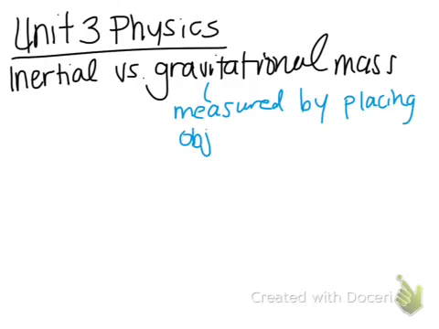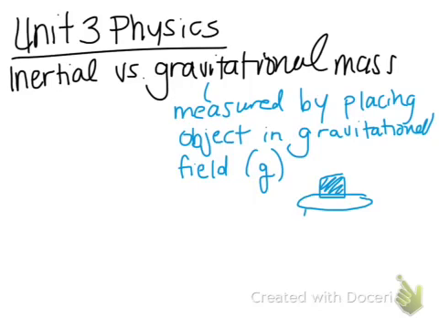what we get when we measure an object by placing it in a gravitational field. So that could be like putting a block on a scale and it reads that force that's being caused by gravity and it gives you a mass. So let's say the mass of this little block is 1.4 grams. Okay? So it's using some sort of scale that's oriented towards the center of the Earth using g as the acceleration.